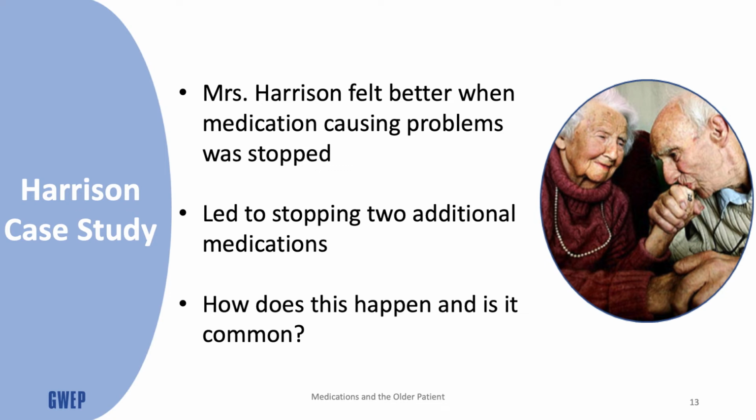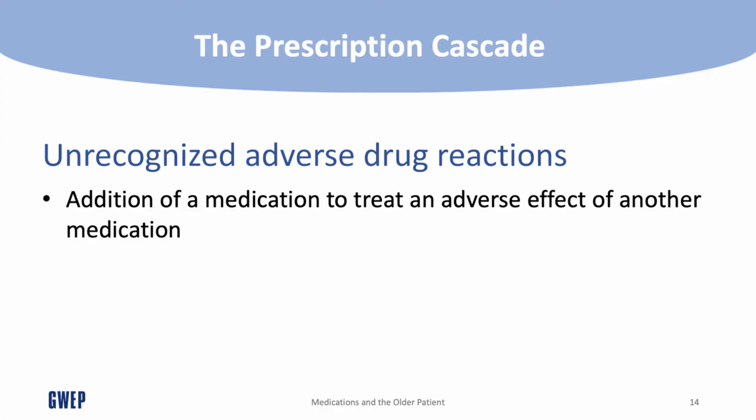Back to Mr. and Mrs. Harrison. Mrs. Harrison states that she felt much better once it was determined that one of her medications was causing some of her problems and that was stopped. She also relates that after stopping that medication, she was able to stop 2 other medications. So, how do you think this happens? And do you think it's common? It actually has a term. It's called the prescription cascade.